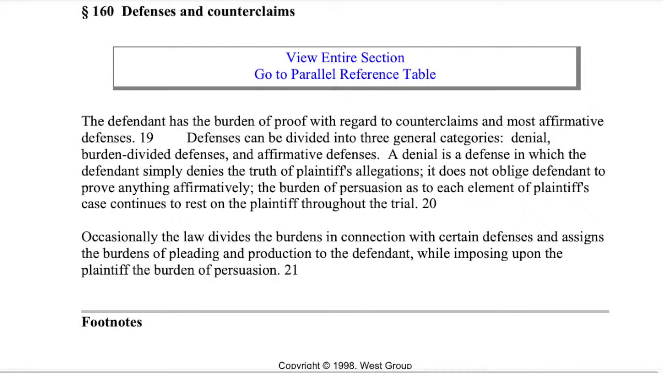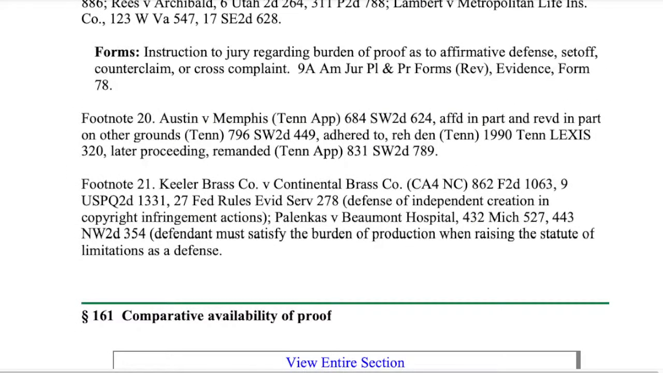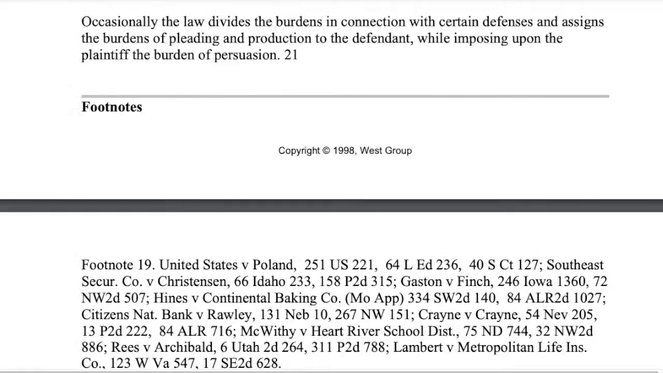Interesting. Wow. Occasionally, the law divides the burdens in connection with certain defenses and assigns the burdens of pleading and production to the defendant, while imposing upon the plaintiff the burden of persuasion. Wow. Footnote 21. Keeler Brass Company versus Continental Brass. Defense of independent creation and copyright infringement. Defendant must satisfy the burden of production when raising the statute of limitations as a defense. Oh, wow. Interesting there.